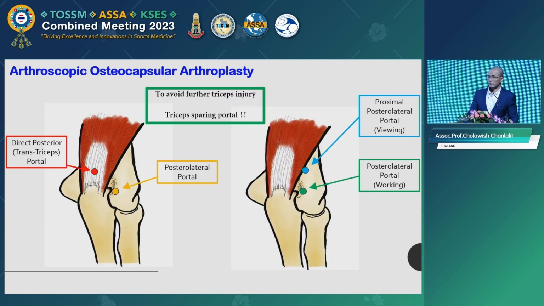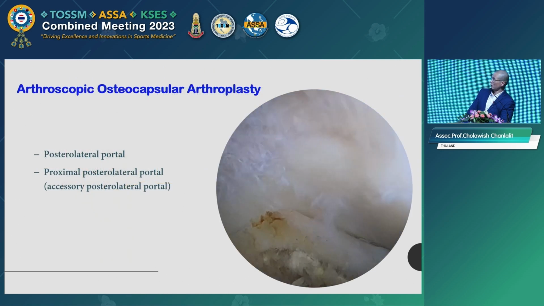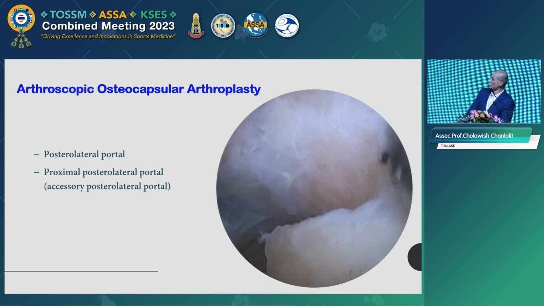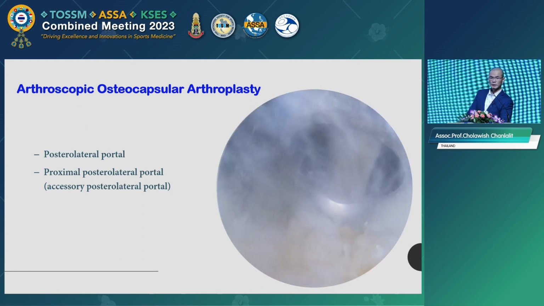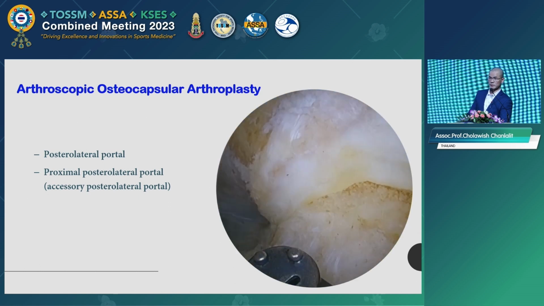So we try to avoid triceps insertion involvement. We skip the direct posterior portal for the osteocapsular arthroplasty and use the posterolateral and then accessory posterolateral portals. Here is the arthroscopic osteocapsular arthroplasty part. We can do it through those two portals, so we preserve the triceps tendon insertion.